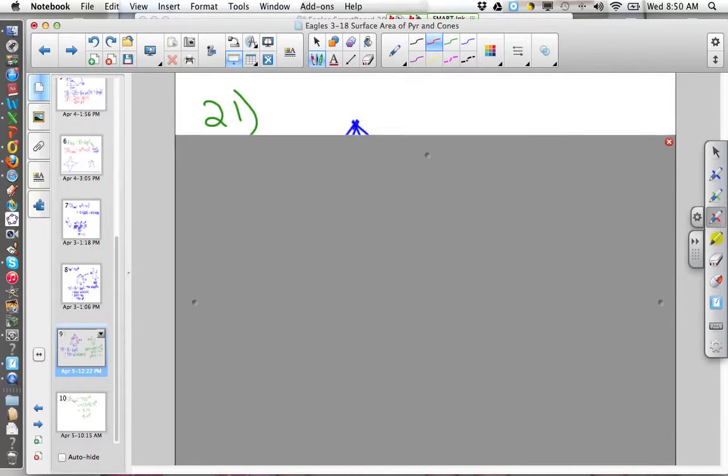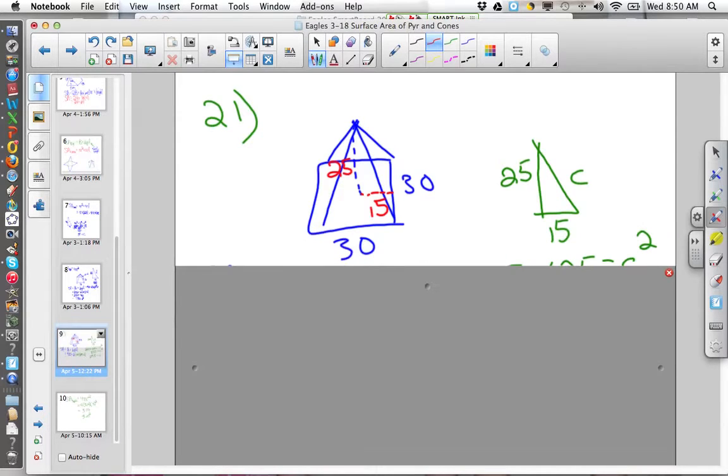Okay, so we're going to look through problem 21 on page 548. One thing that's tricky about this is that they don't give you the slant height. They give you some clues though. They tell you that this length is 30, so then half of it would be 15. The height of the pyramid is 25.